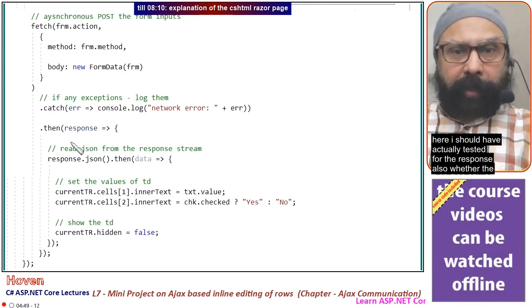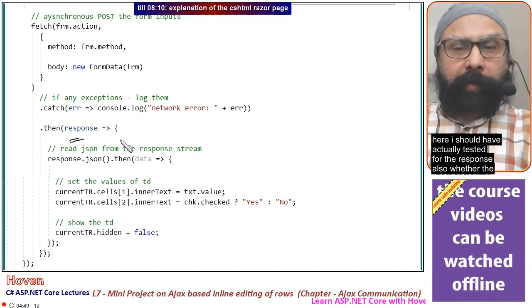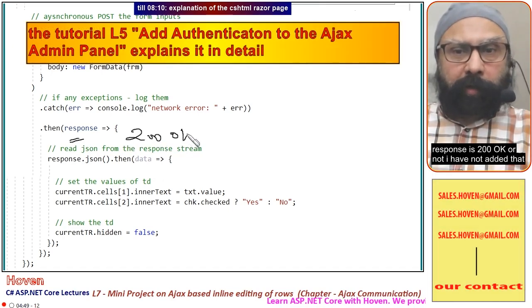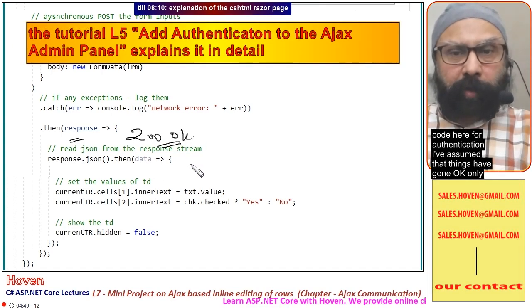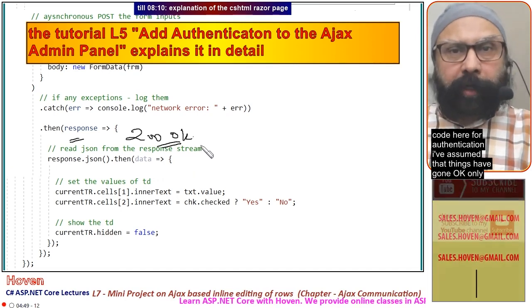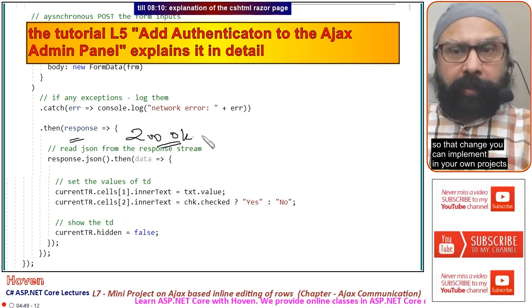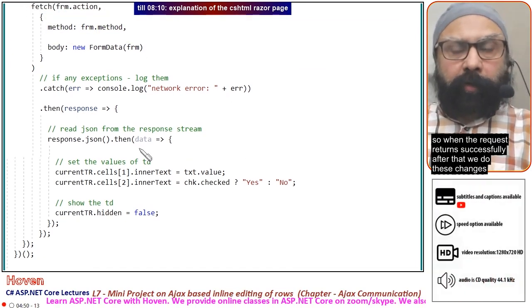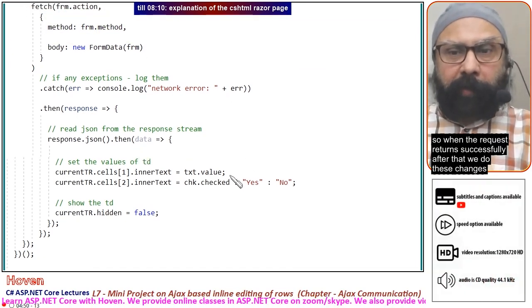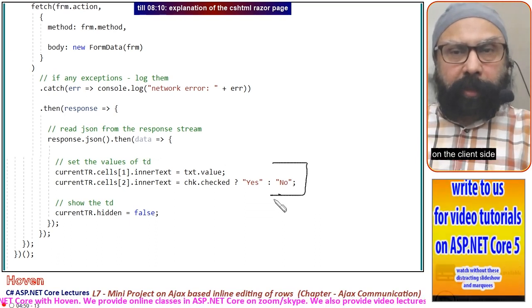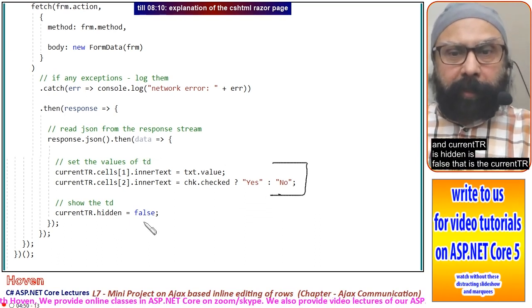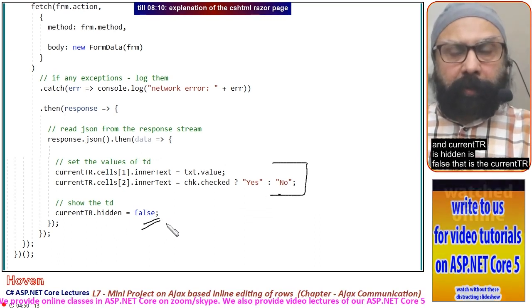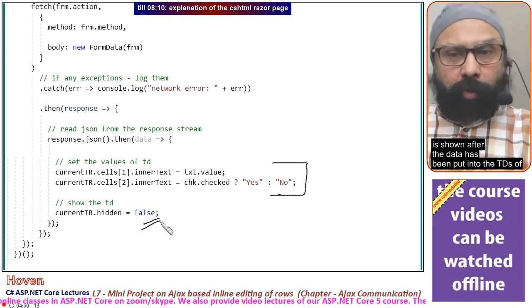So what happens is that when your request goes to the server, here I should have actually tested for the response also, whether the response is 200 okay or not. I have not added that code here for simplicity. I have assumed that things have gone okay only. So that change you can implement in your own projects. When the request returns successfully, after that we do these changes on the client side. And current TR hidden is false, that is, the current TR is shown after the data has been put into its TDs.